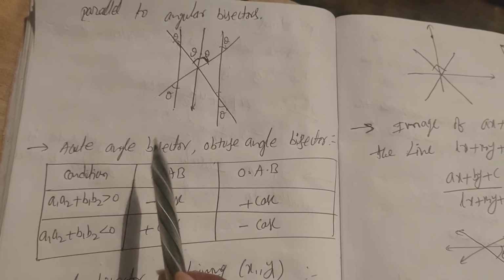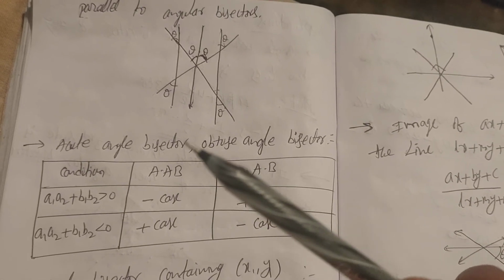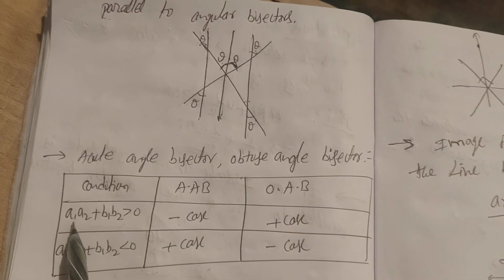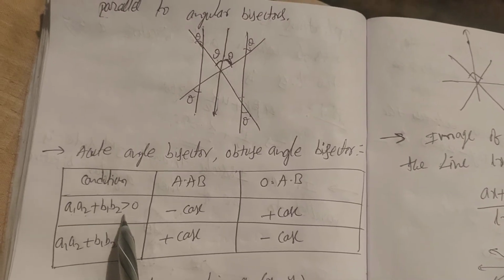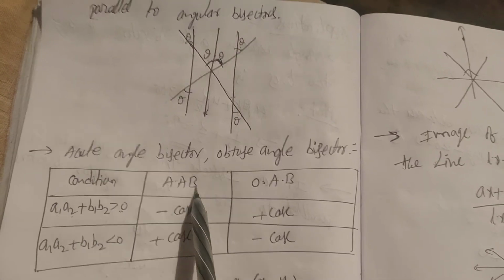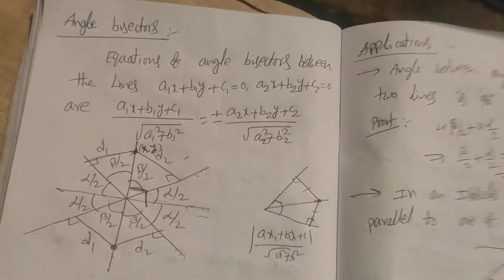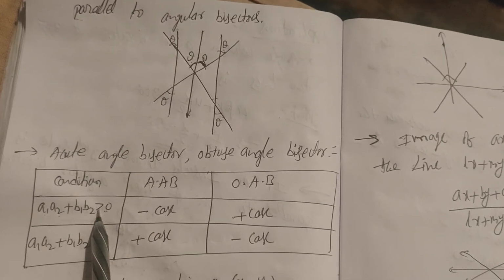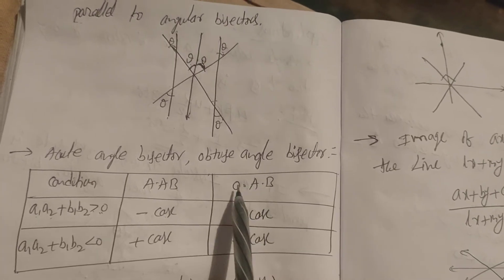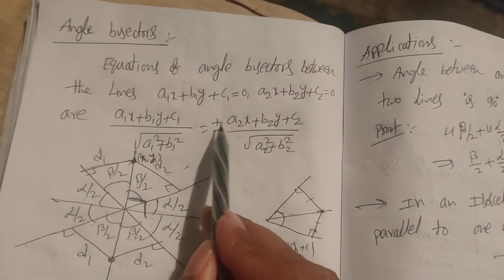Suppose they give a1x + b1y + c1 = 0 and a2x + b2y + c2 = 0. Here a1, b1, c1, a2, b2, c2 are the corresponding coefficients of the given lines. If the condition a1a2 + b1b2 is positive, then for the acute angle bisector you have to take the negative case, meaning you use the minus sign. So if it is positive, the acute angle bisector is negative. Automatically, the obtuse angle bisector is the positive case, meaning we use the positive sign.